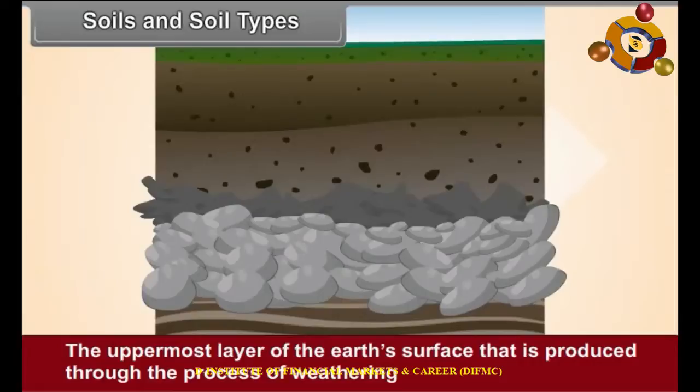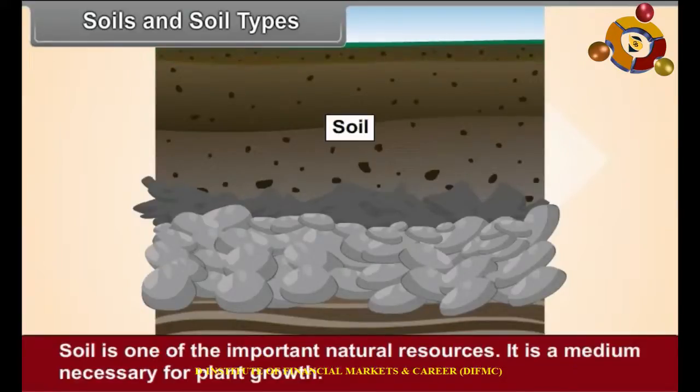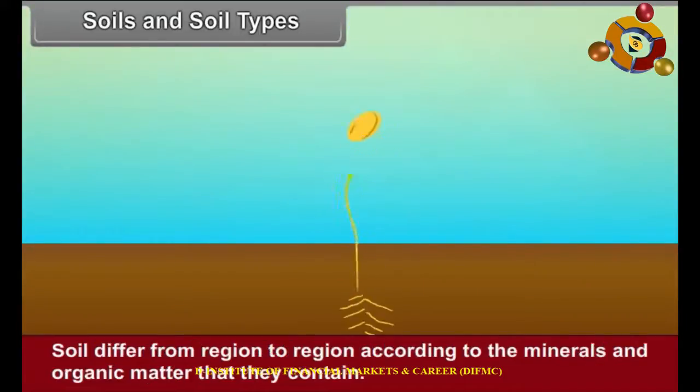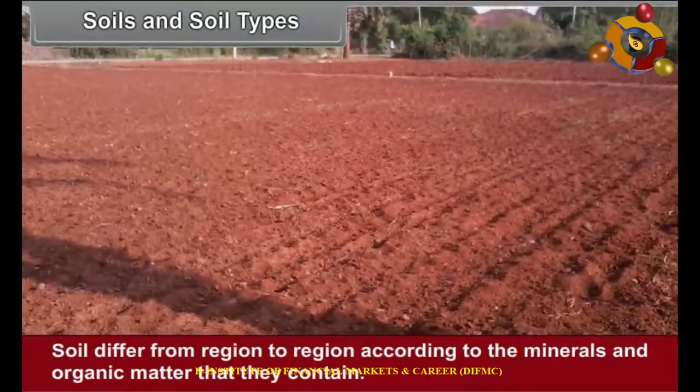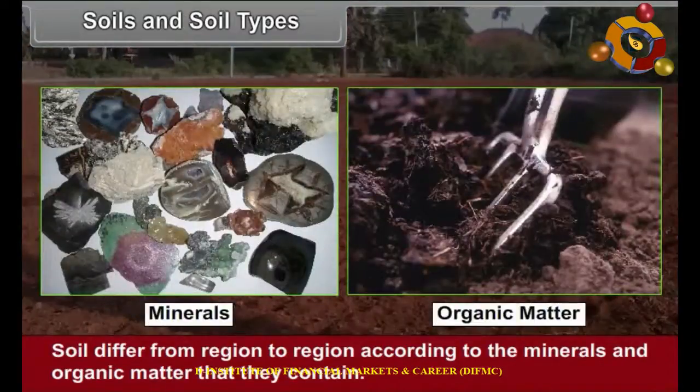The uppermost layer of the Earth's surface that is produced through the process of weathering and contains some biotic material is called soil. Soil is one of the important natural resources. It is a medium necessary for plant growth. Soils differ from region to region according to the minerals and organic matter that they contain.